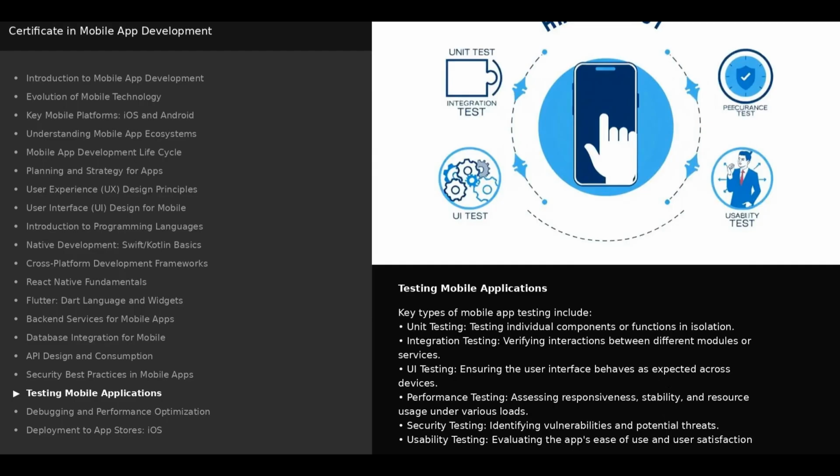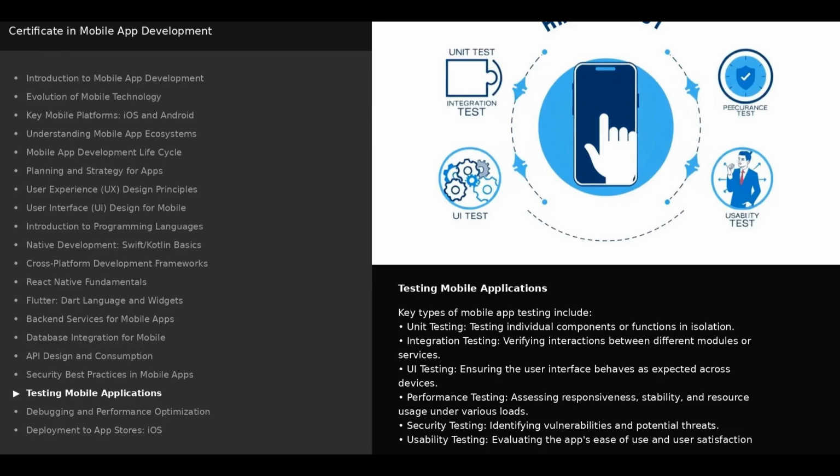Key types of mobile app testing include unit testing, testing individual components or functions in isolation. Integration testing, verifying interactions between different modules or services. UI testing, ensuring the user interface behaves as expected across devices. Performance testing, assessing responsiveness, stability, and resource usage under various loads. Security testing, identifying vulnerabilities and potential threats.